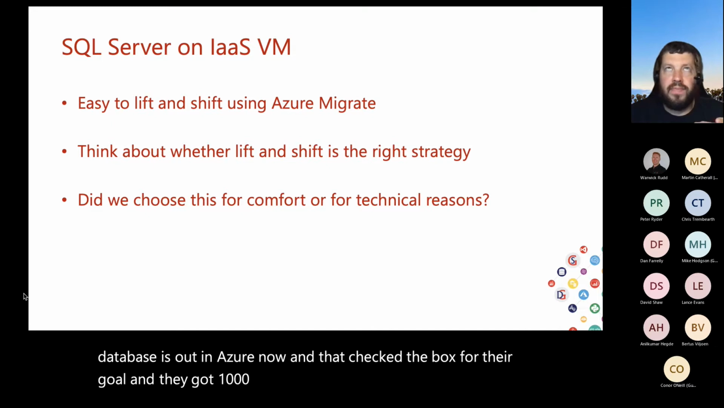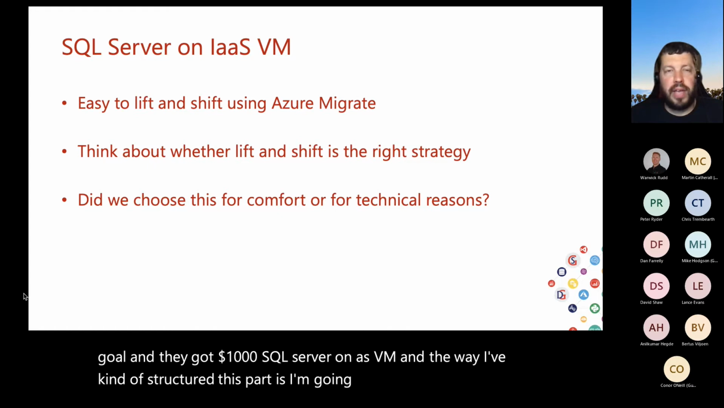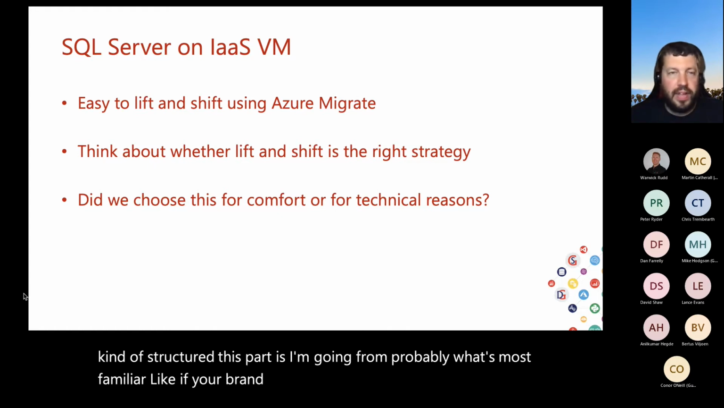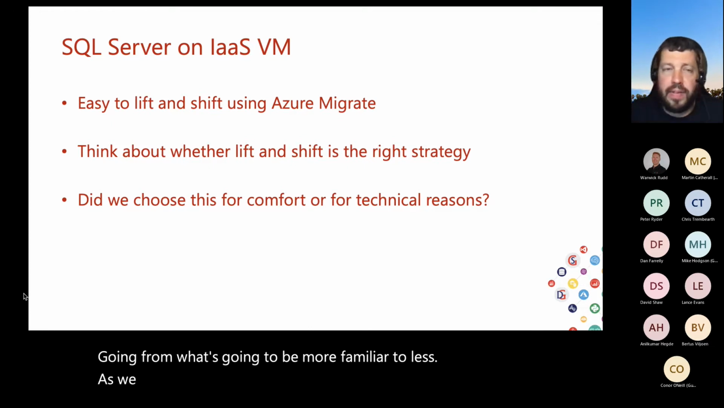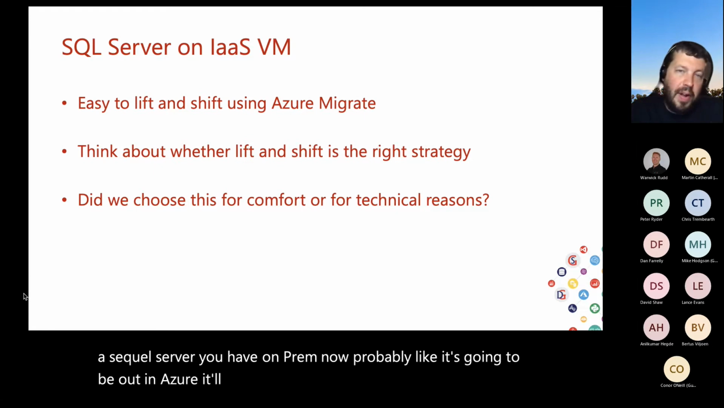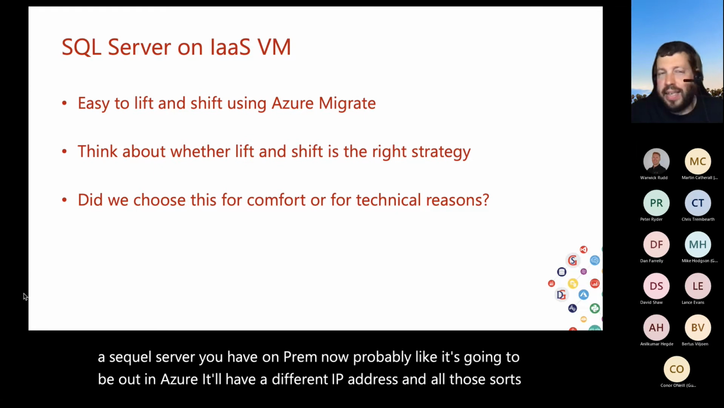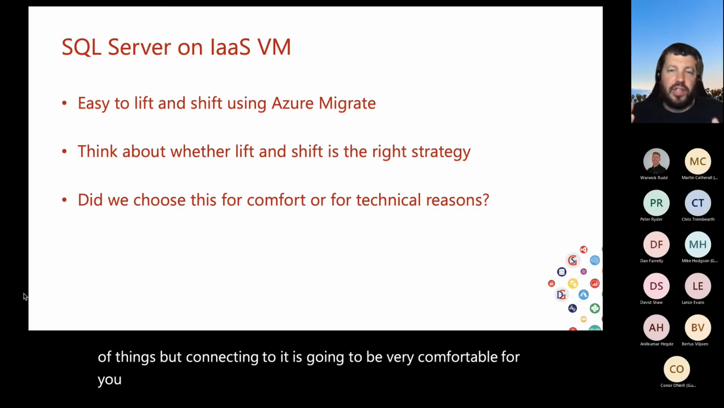SQL Server on an IaaS VM. The way I've structured this part is I'm going from what's probably most familiar, if you're brand new to cloud stuff, to less familiar as we go through the next few minutes. So this is going to look like a SQL Server you have on-prem now. It'll be out in Azure and have a different IP address and all those sorts of things, but connecting to it is going to be very comfortable for you. This is where that lift and shift term oftentimes comes in.